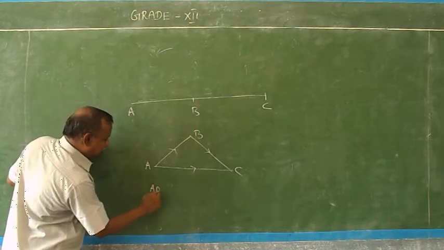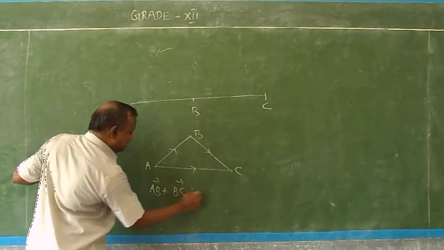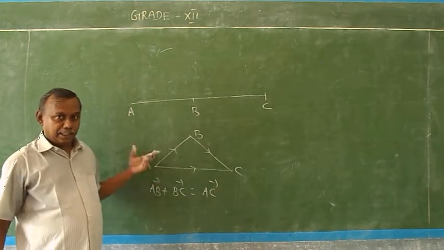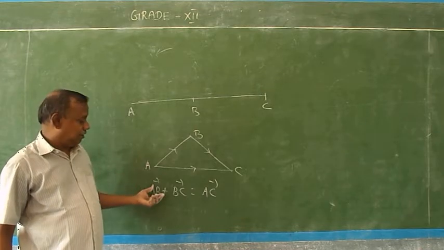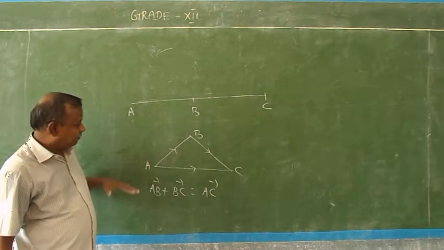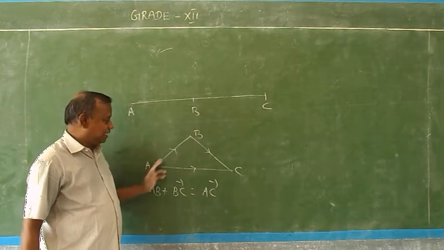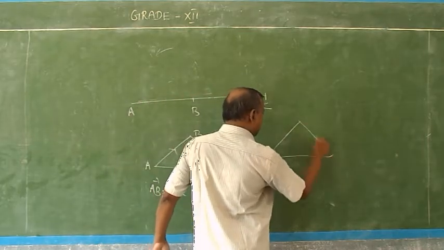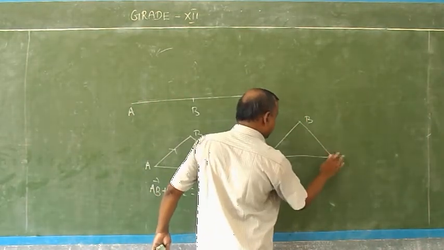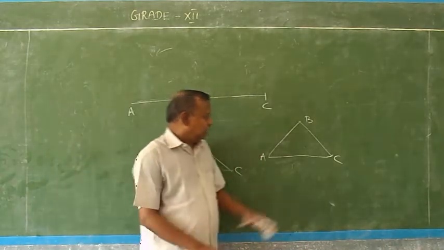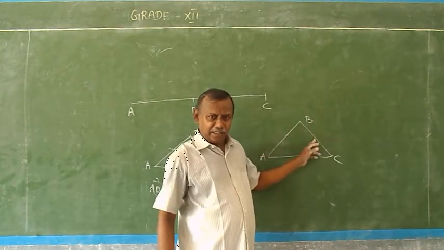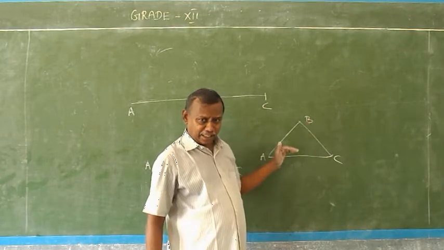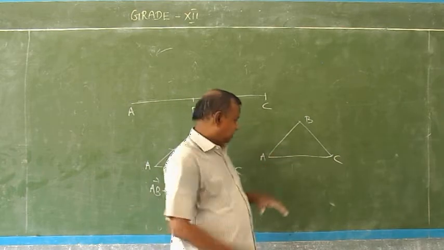That is, AB vector plus BC vector equals AC vector. It is called the triangle law of addition. In the initial classes we learned this. But when taking the magnitude, that means the length of the sides, let's forget the vector. The sum of any two sides of a triangle is always greater than the third side.